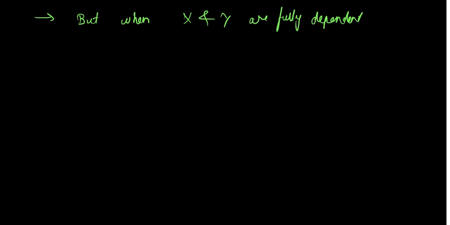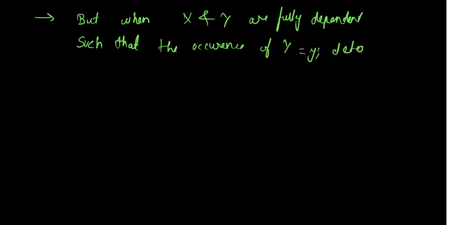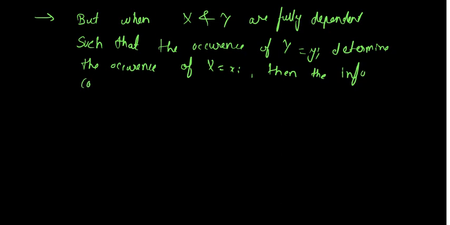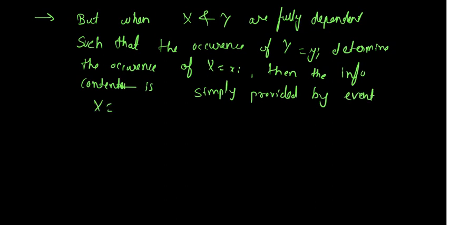So when x and y are fully dependent, such that the occurrence of the event y equals yj determines the occurrence of x equals xi, then the information content is simply that provided by the event x equals xi, right? Because since both are dependent, we can say that.